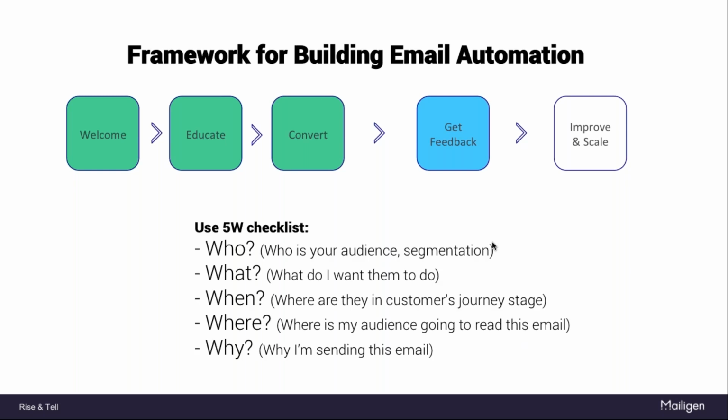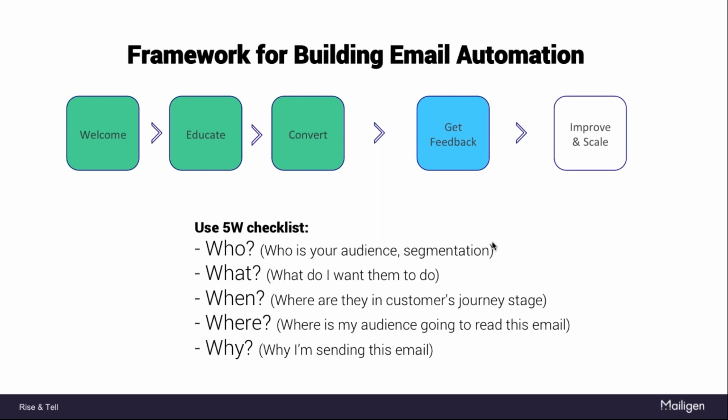Another pretty good trick is to use a 5W checklist on emails that you create. So you ask yourself: who's your audience and segment? What do I want them to do? And this is important, that message needs to be very clear. When are they in that customer journey, right? So is Bill just starting, are you just getting to know Bill, or are you having Anna over for a close friend dinner?